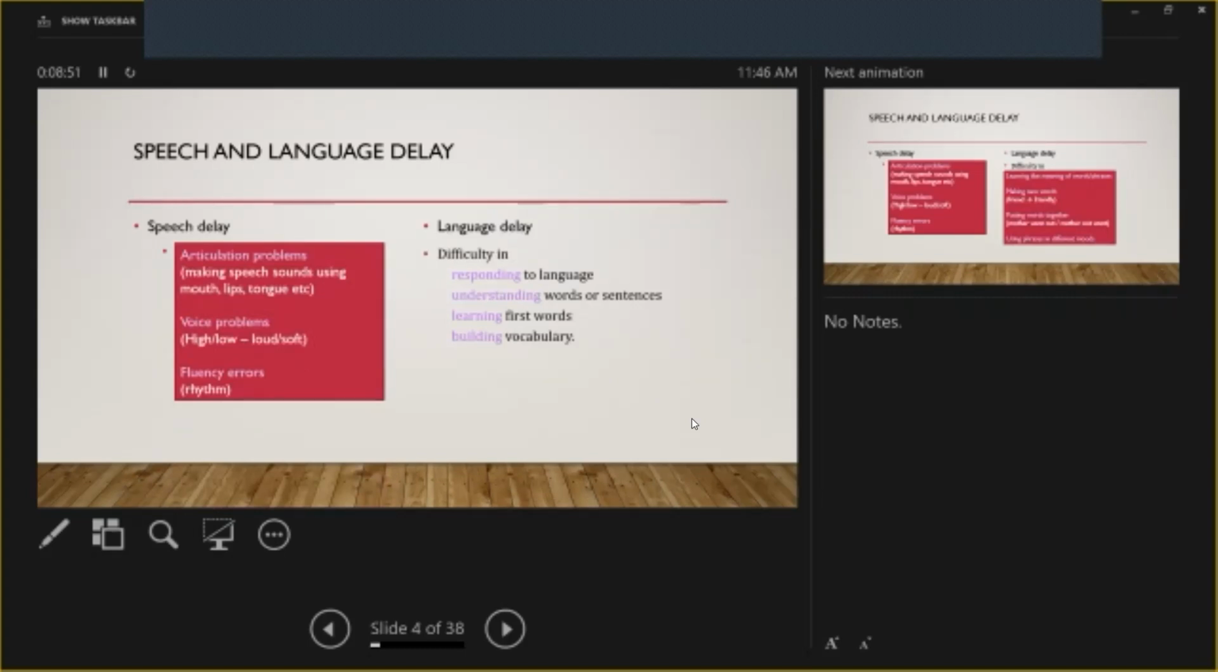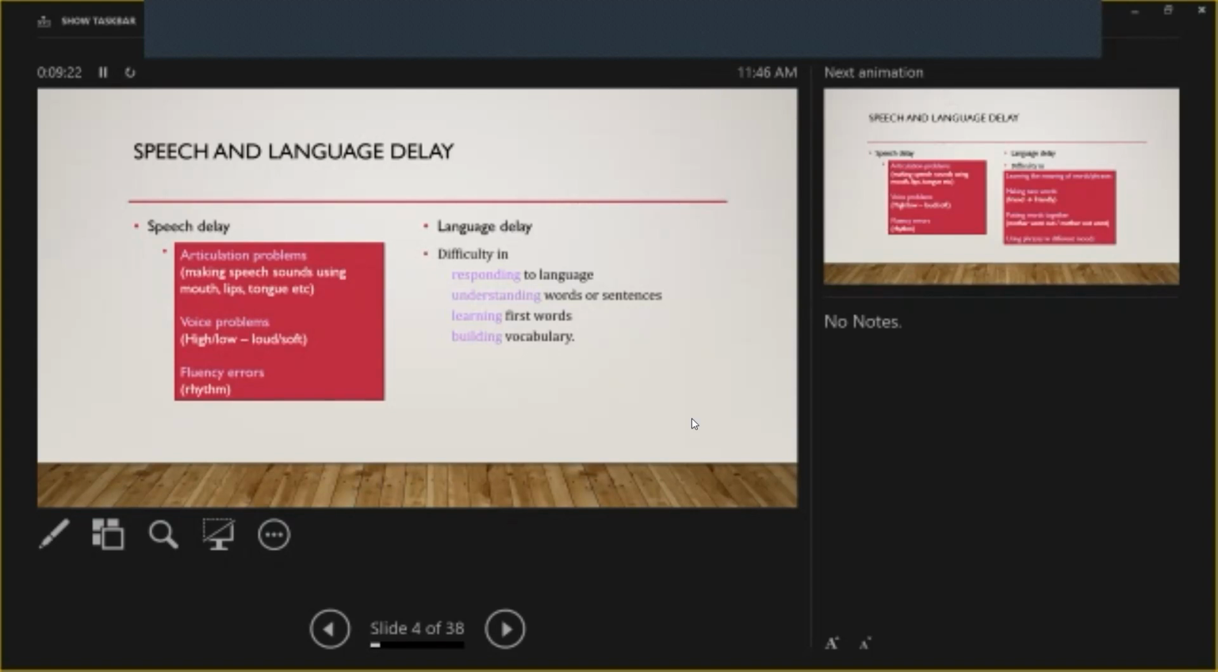So if a child has an articulation problem, for example, making speech sounds using the mouth, lips, and tongue is different, that child has a speech disorder. For example, some children can't say rabbit, they will say wabbit. So that is an articulation problem. A 2-year-old child saying "ala balanna" instead of "ara balanna", I won't be worried. A 5-year-old child saying "ala balan", there's a worry because articulation is not developed.